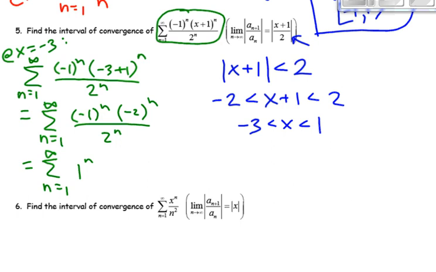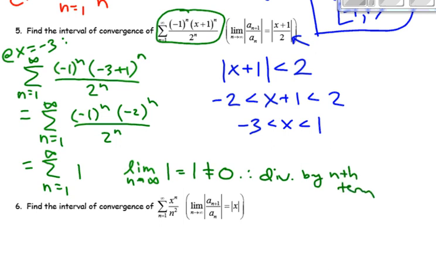Not 1 over 1 to the nth, but 1 to the nth. So think about that. If you were to take the limit as n approaches infinity of 1 to the nth, and really 1 to the nth is just 1, I shouldn't have even written nth. If you take the limit of 1, you get 1, which isn't equal to 0, therefore it diverges by the nth term test. Okay, so that means -3 does not converge. I'm going to erase the green really quickly so that I can go back and do 1.